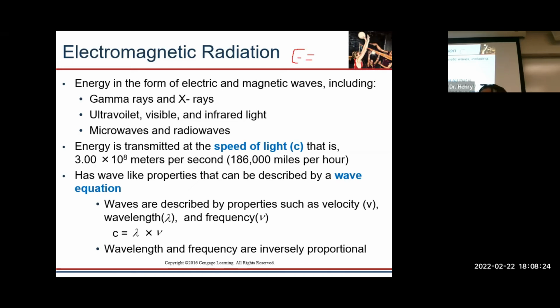E equals mc squared. You guys remember that? From the very beginning, where m is mass and c is the speed of light. Also Einstein's equation. Okay. So we've talked about this once before.